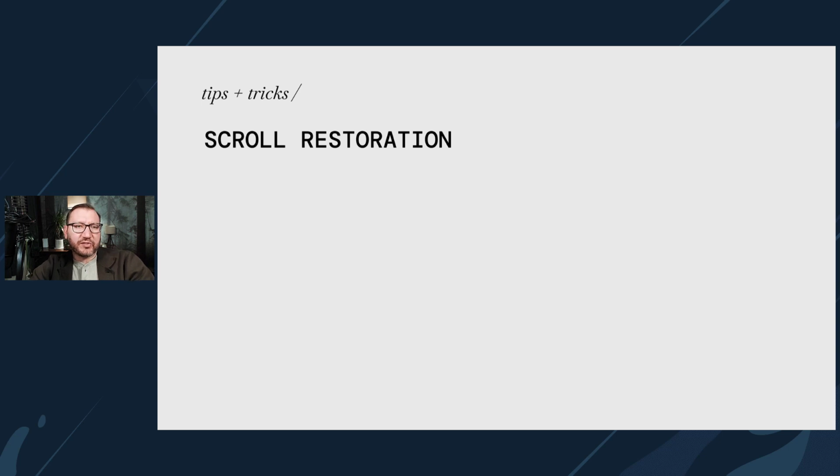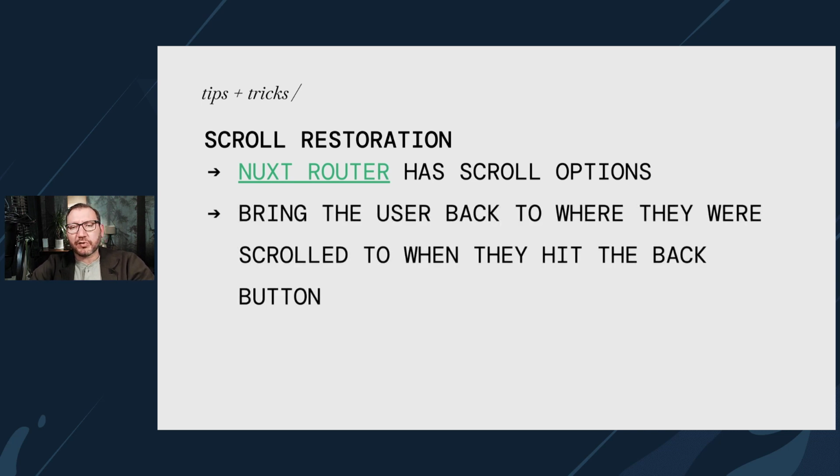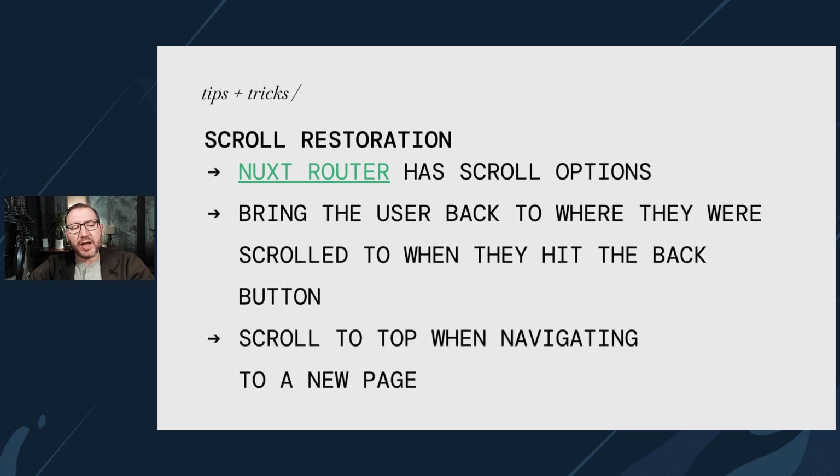Another one, so this might seem like a no-brainer, but I think it should be mentioned, is scroll restoration. The Nuxt router has scroll options. So if a user is on a collection page and they've scrolled down a bit and they go to a product page and click back, you can use the Nuxt router scroll options to put them back where they were. And then, if a user is navigating to a new page, you could bring them to the top of that.